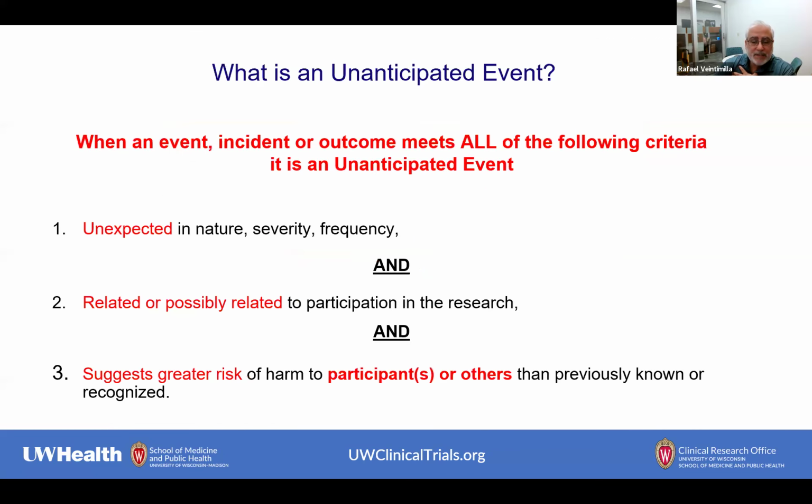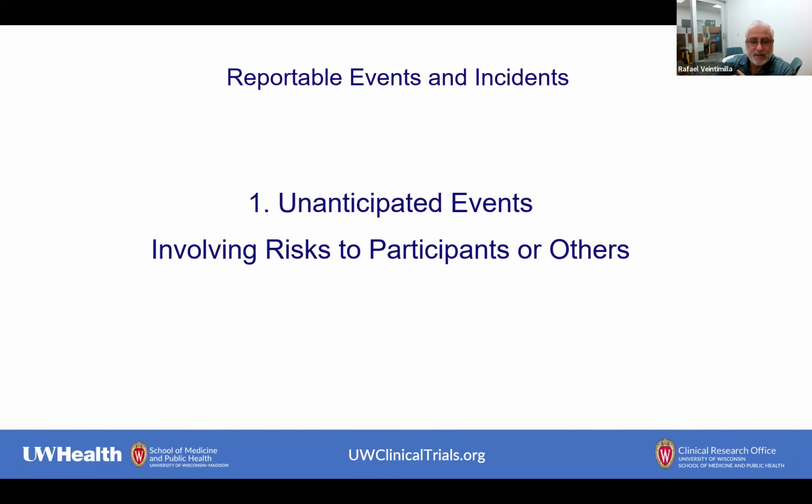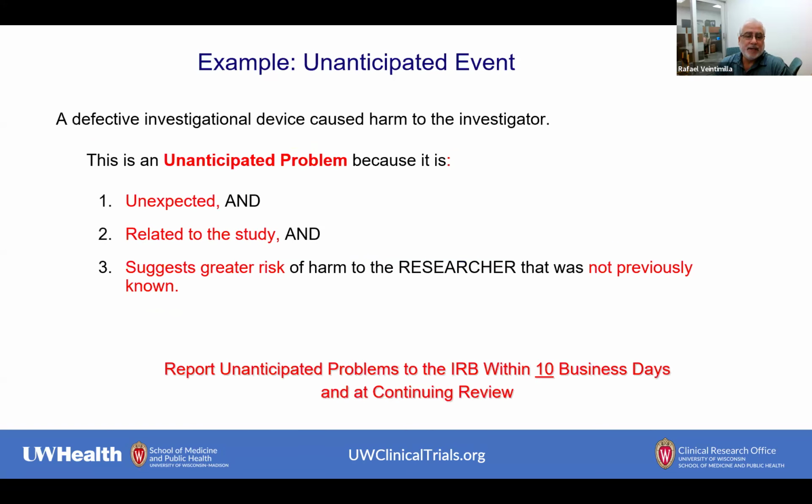So let's review what an unanticipated event is. It has to meet all the following criteria. It has to be unexpected in nature, and it has to be related or possibly related to the participation in the research and suggest greater risk of harm to participants or others. So if we just take unanticipated events without considering adverse events, an example would be a defective investigational device that causes harm to the investigator. This is an unanticipated problem. It's unexpected in nature. It's related to the study and suggests greater risk.